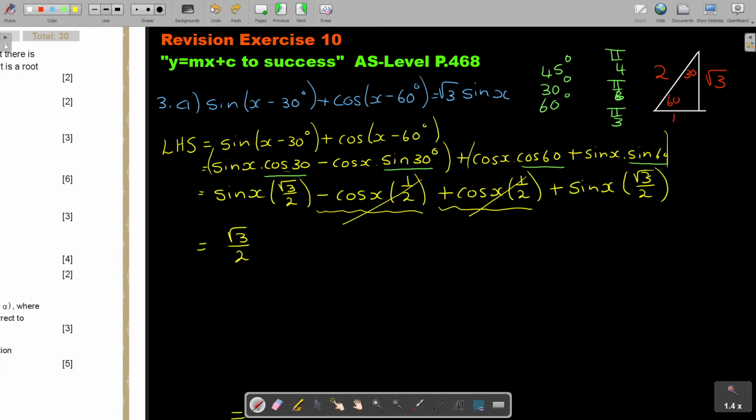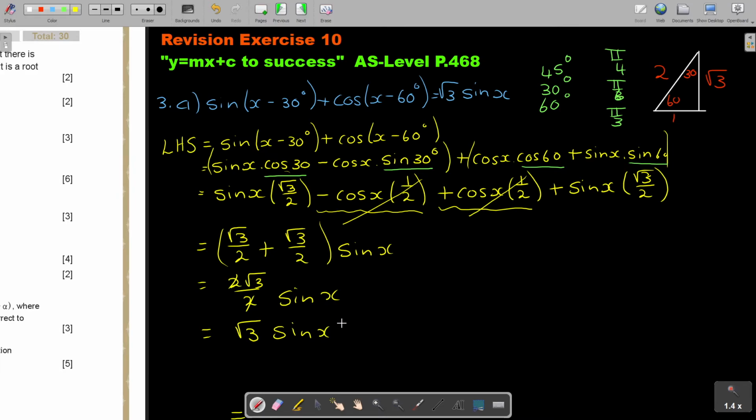Let me rather do it like that. Plus square root 3 over 2. And the variable is sin x. So it's actually 2 square root 3 over 2. The 2's cancel out, do you see? And you end up with square root 3 sin x. Oh, and that is equal to the right hand side. Magic. Okay. That was number 3.